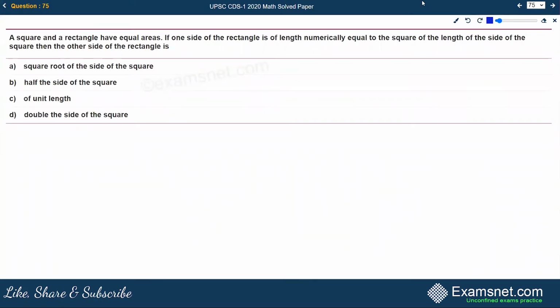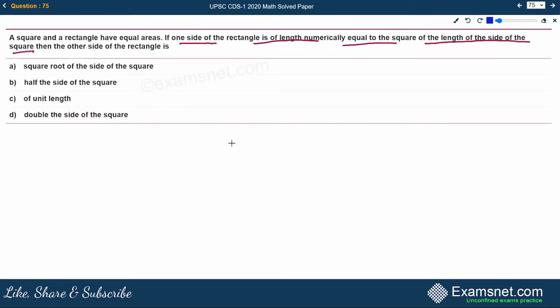Question number 17, it's given that a square and a rectangle have equal areas. If one side of the rectangle is of length numerically equal to the square of the length of the side of the square, then the other side of the rectangle is. So it is given that one side of the rectangle is numerically equal to the square of the length of the side of the square, right?